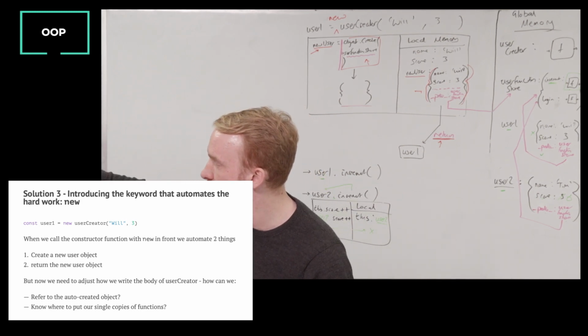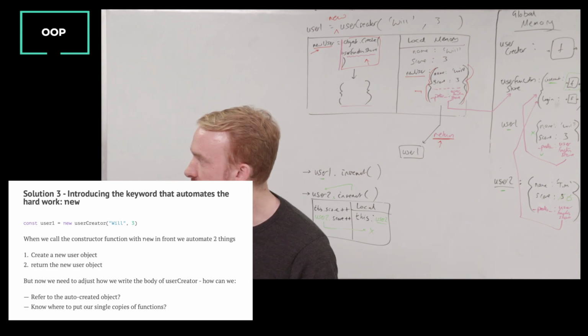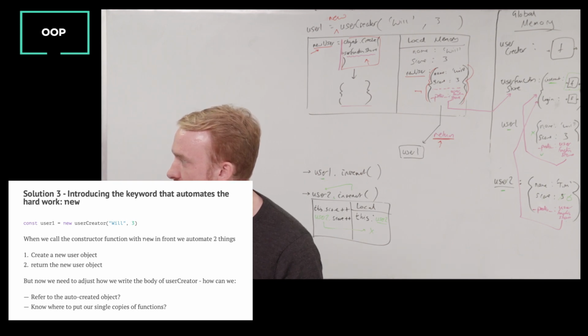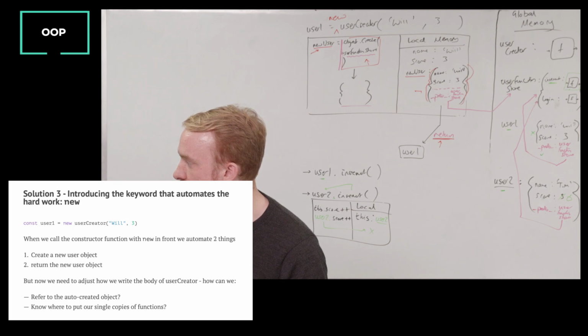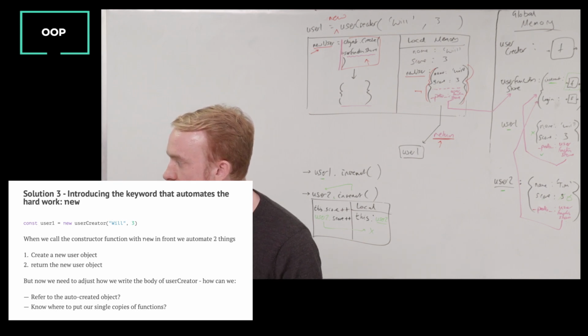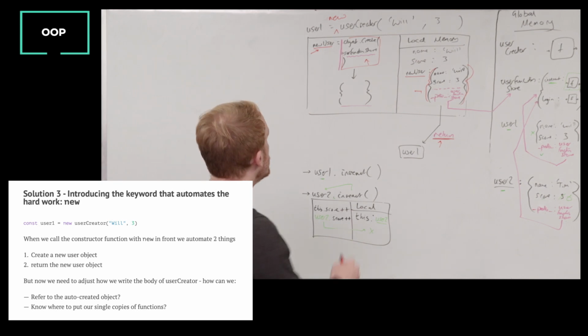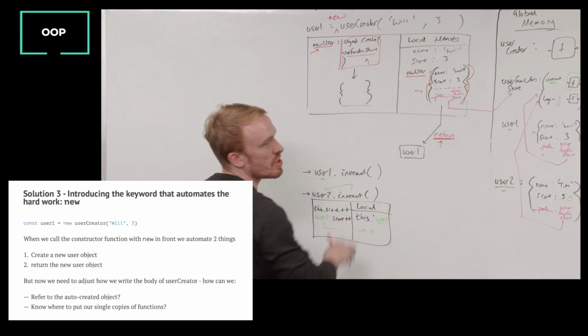It automates a lot of that manual work. It automates the creation of the object, and then it automates the returning of the object as well into user 1, just by inserting this new keyword. The new keyword just basically does a bunch of stuff inside this execution context for us.